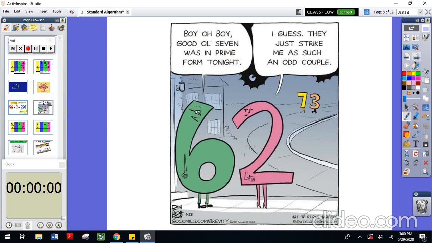Now let's look at a joke. So here we have a 7 and a 3 walking away, and then we have a 6 and a 2 standing outside their house. It says, boy oh boy, good old 7 was in prime form tonight. I guess they just strike me as such an odd couple. Think about this joke for a minute and focus on this word, odd. What do you know about that word, odd?